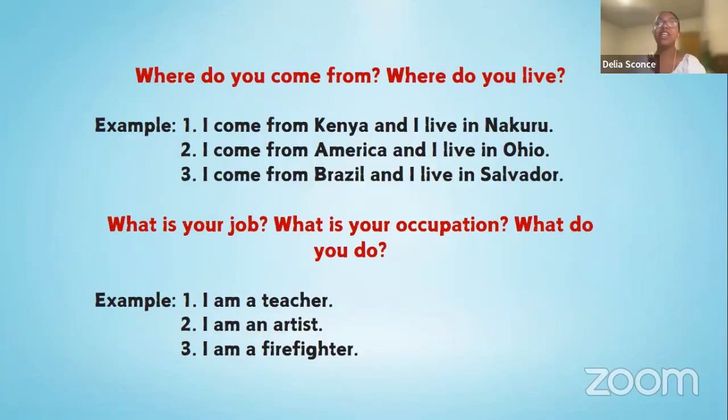So now we're going to look at places. Where do you come from? Where do you live? Example number 1. I come from Kenya and I live in Nakuru. Number 2. I come from America and I live in Ohio. Number 3. I come from Brazil and I live in Salvador.